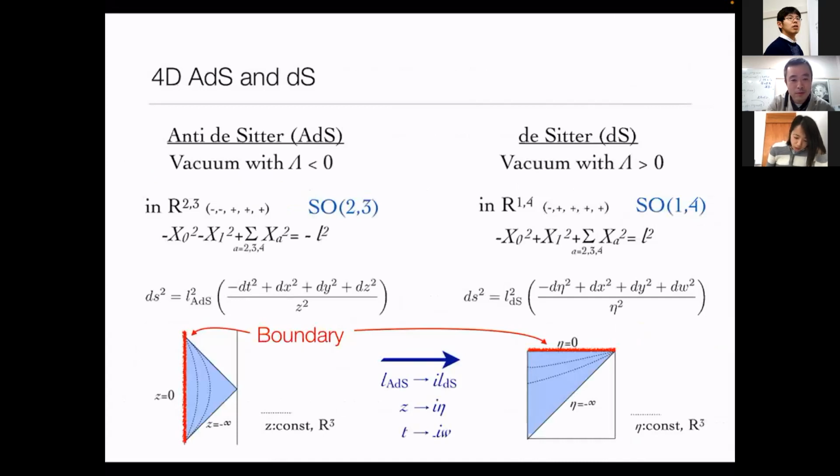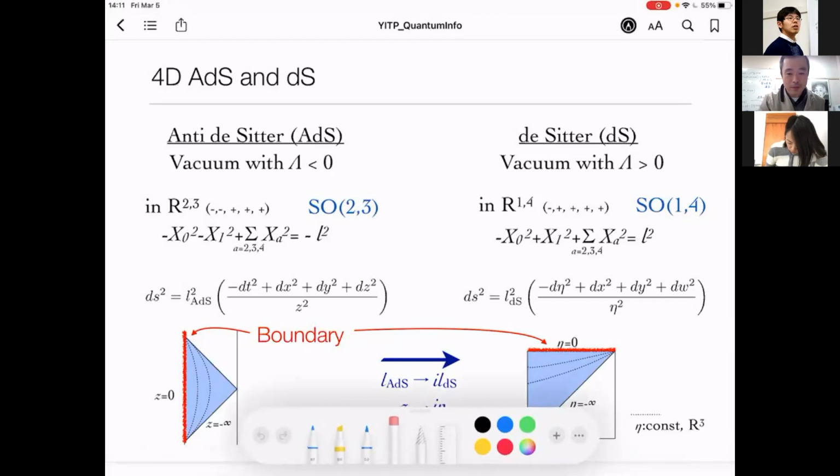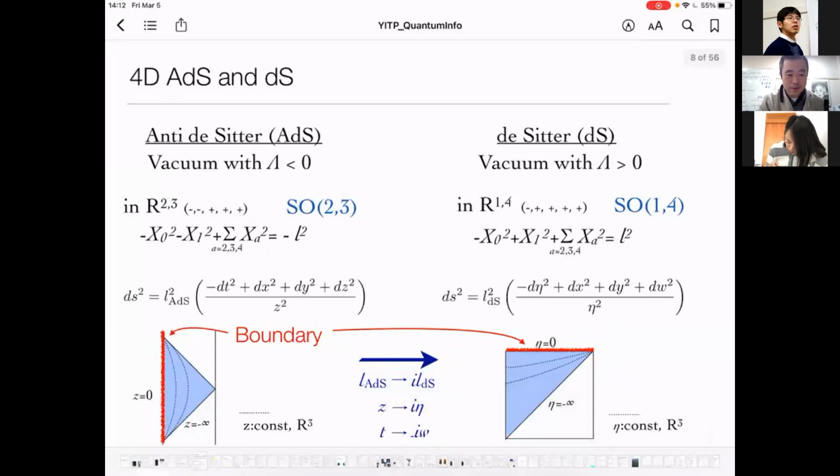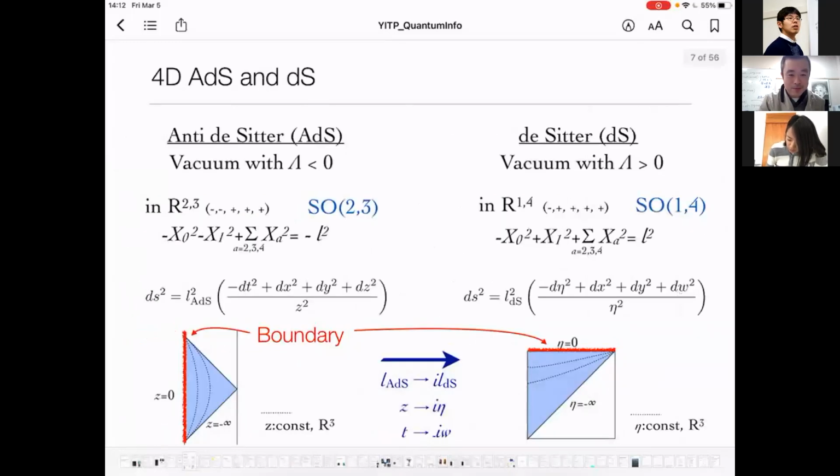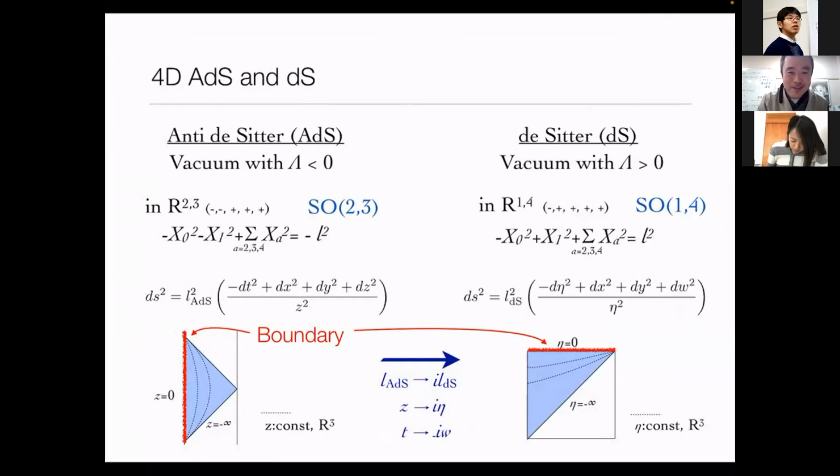And as I mentioned already, anti-de Sitter or Euclidean AdS and dS have a mathematically similar structure. Here I'm writing for the AdS and dS. In the case of AdS, it is SO(2,3), but this is just because of the signature difference. In the case of dS, it corresponds to SO(1,4). In one Poincare patch, the AdS is given this way, and on the other hand, de Sitter is given by a similar metric.